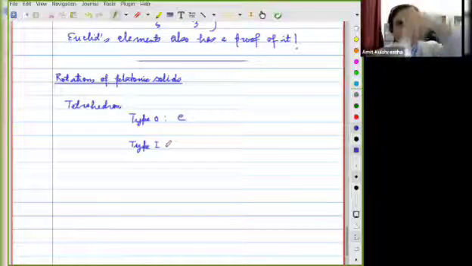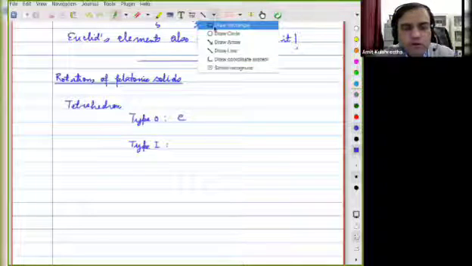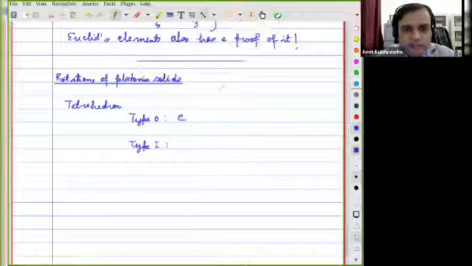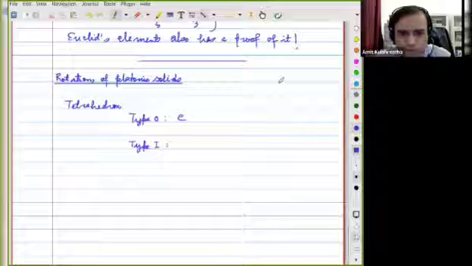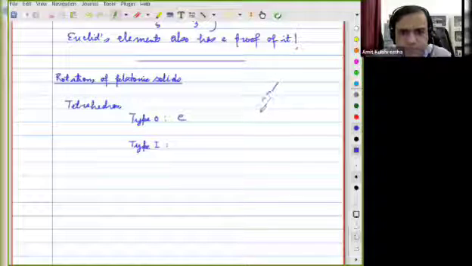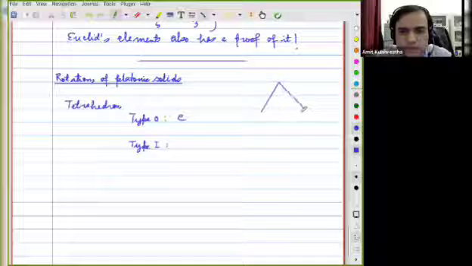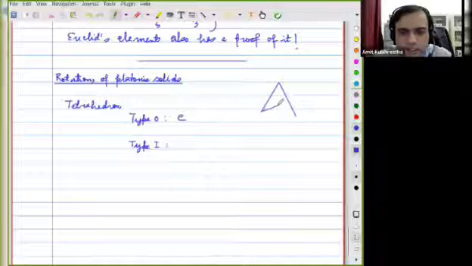vertex fixed. Let me try to draw a tetrahedron. I'm sure I'll do a poor job here. No idea how to do that, but still.